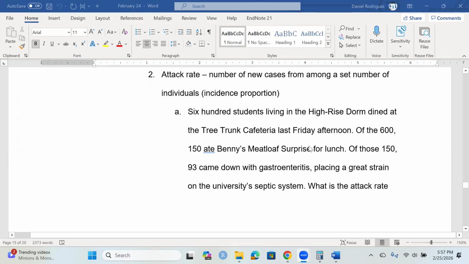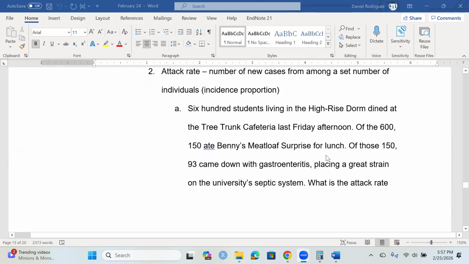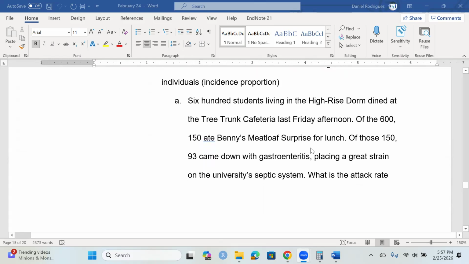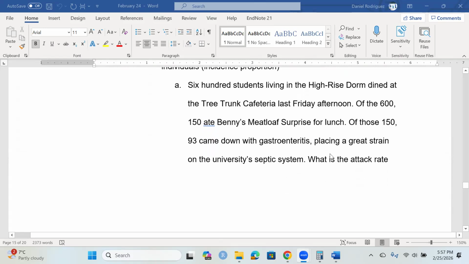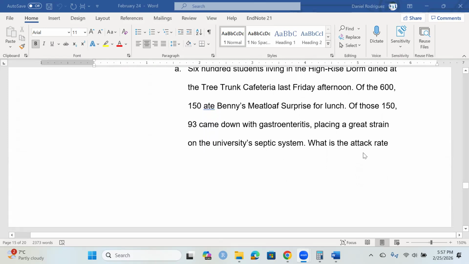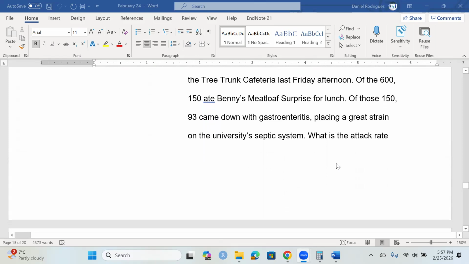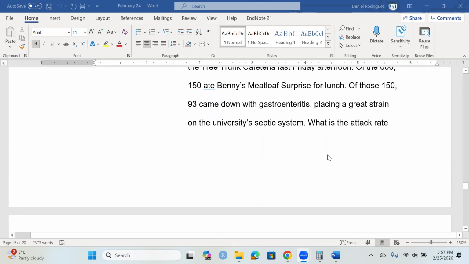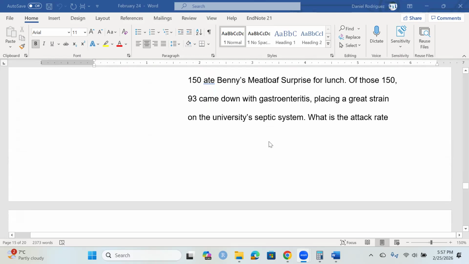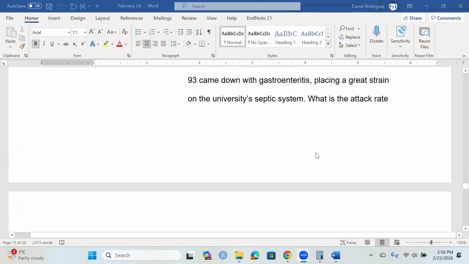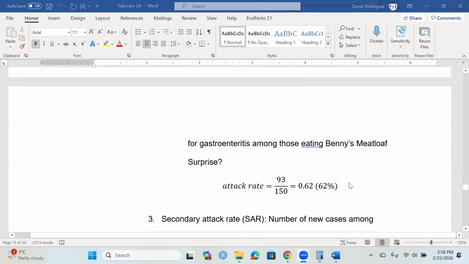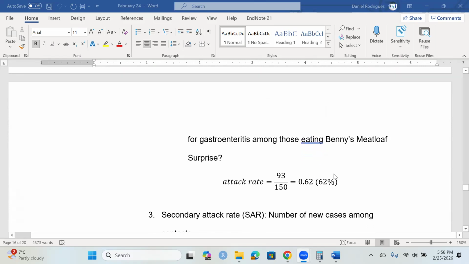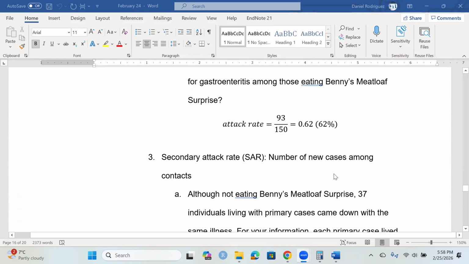Here's my example. 600 students living in the high-rise dorm dined at the Tree Trunk cafeteria last Friday afternoon. Of the 600, 150 ate Benny's meatloaf surprise for lunch. Yummy. Of those 150, 93 came down with gastroenteritis, placing a great strain on the university's septic system. What is the attack rate for gastroenteritis among those eating Benny's meatloaf surprise?